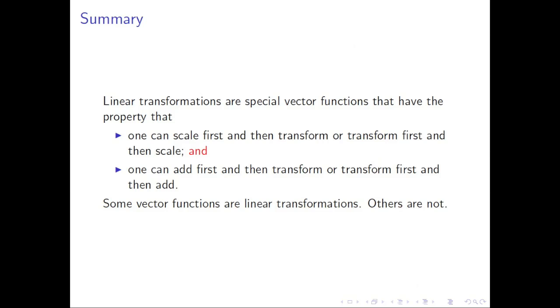To summarize, linear transformations are special vector functions that have the property that one can scale first and then transform, or transform first and then scale, and one can add first and then transform, or transform first and then add. Some vector functions are linear transformations, others are not.